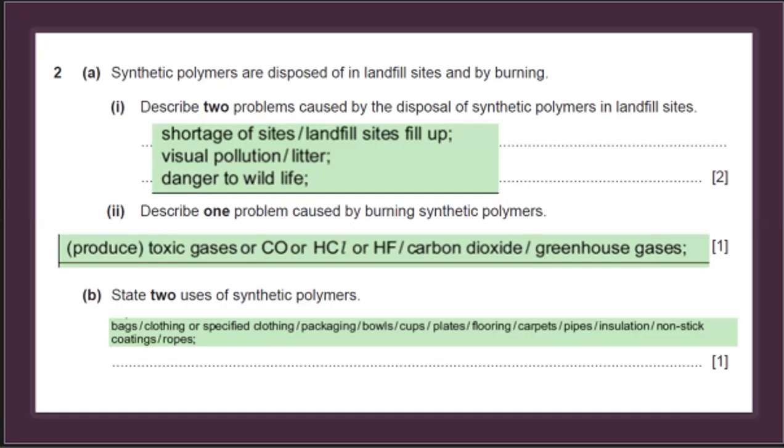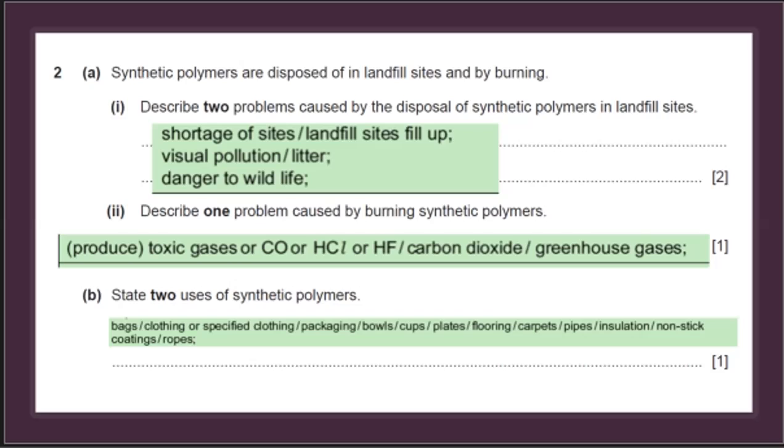Synthetic polymers are disposed of in landfill sites and by burning. Describe two problems caused by the disposal of synthetic polymers in landfill sites. Right now, the problem, we have a shortage of landfill sites, especially in Trinidad and Tobago. So it makes it difficult for us to find a place to dispose of them. The next thing, it produces a lot of litter, and it is visual pollution because of it. And also, it's a danger to wildlife. Animals mistake it for food.